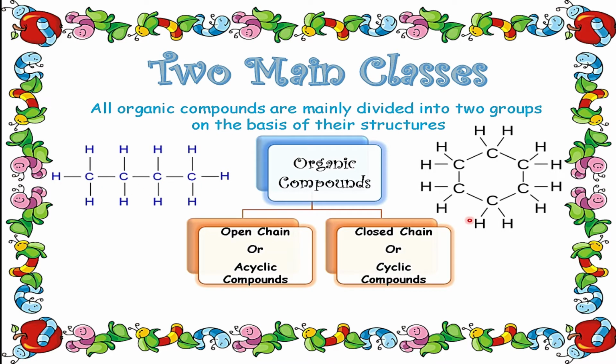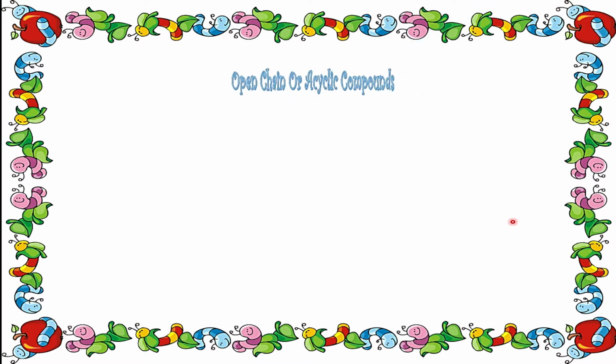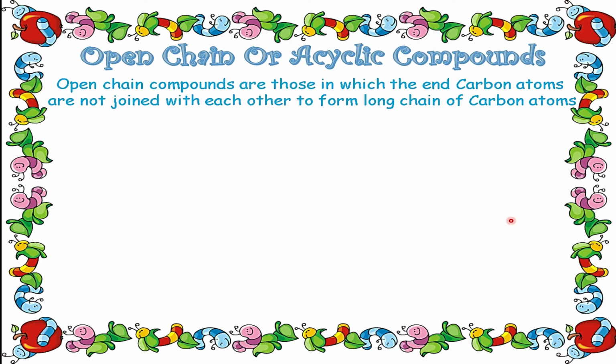Closed chain are compounds like this in which a cycle or a ring has been made with the carbon chain. Every carbon is attached with another carbon. So this is like a closed structure. Not a single carbon is free in this structure. Open chain or acyclic compounds are those compounds in which the end carbon atoms are not joined with each other to form a long chain of carbon atoms.